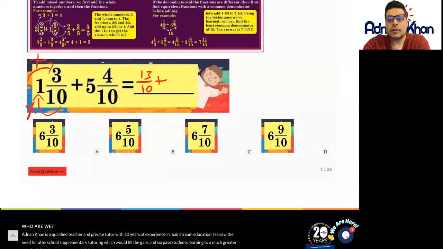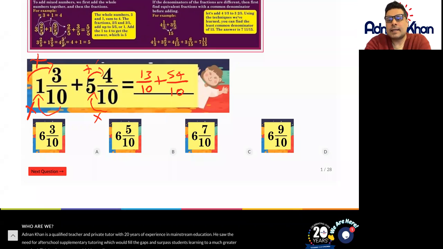Let's do exactly the same with the equation on the right. These two numbers, we always multiply. So 10 times 5 is 50, and then we add the top number. 50 add 4 is 54 over 10. The denominator always stays the same.